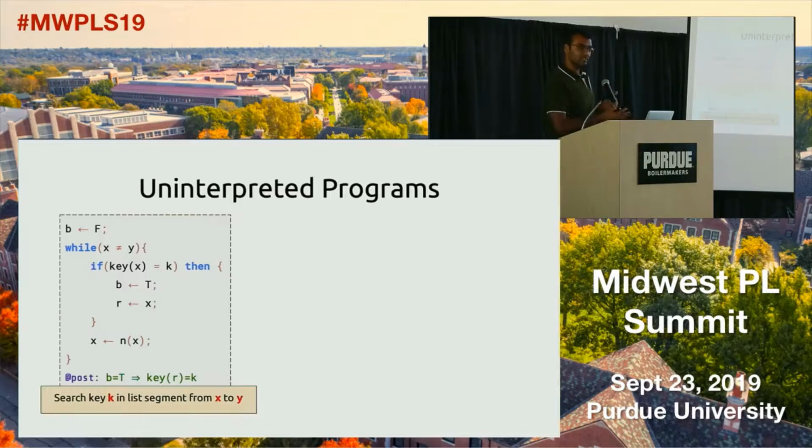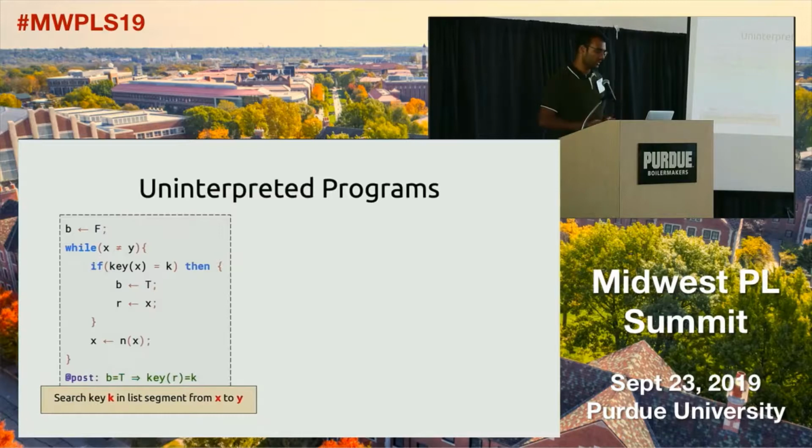So you have a list, and this program basically searches for a key k in a list segment that starts at x and ends at y. It starts with b set to false, and then inside the loop, it checks whether the key of the x variable is currently equal to k, the key that you're looking for. If it is, then it reassigns b to be true, and the return value r to be x. If that's not the case, then it goes on incrementing the pointer. So x is assigned next of x.